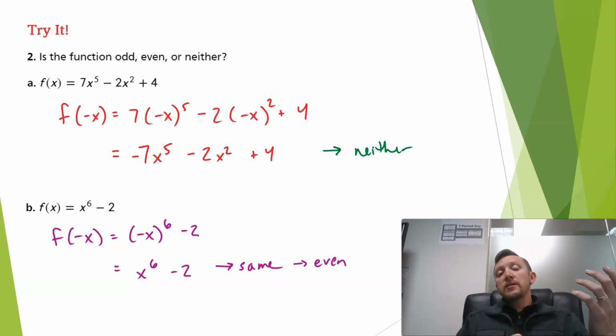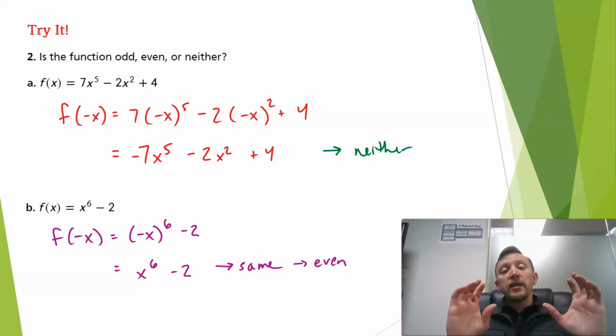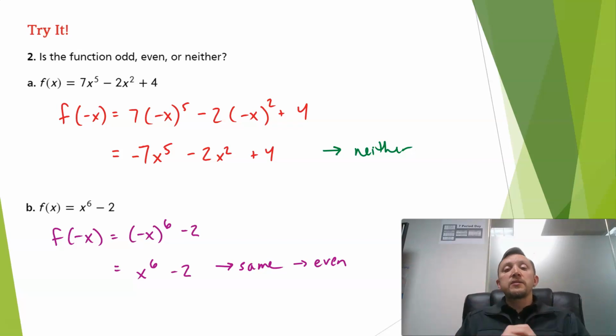So we have x to the 6th, that stayed x to the 6th. We add minus 2, it stayed minus 2. So both terms stayed the same. So your answer would be this is an even function.